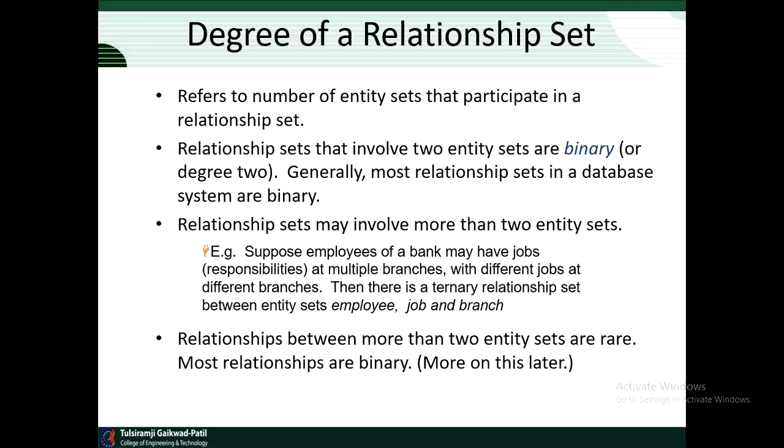So in that case what will happen? For example, suppose an employee of a bank may have job responsibilities at multiple branches with different jobs at different branches. Then there is a ternary relationship set between the entity sets employee, job and branch. So this is the ternary relationship set. If there are three entity sets involved in the relationship set, it is ternary. Relationships between more than two entity sets are rare. Most relationships are of the binary type.